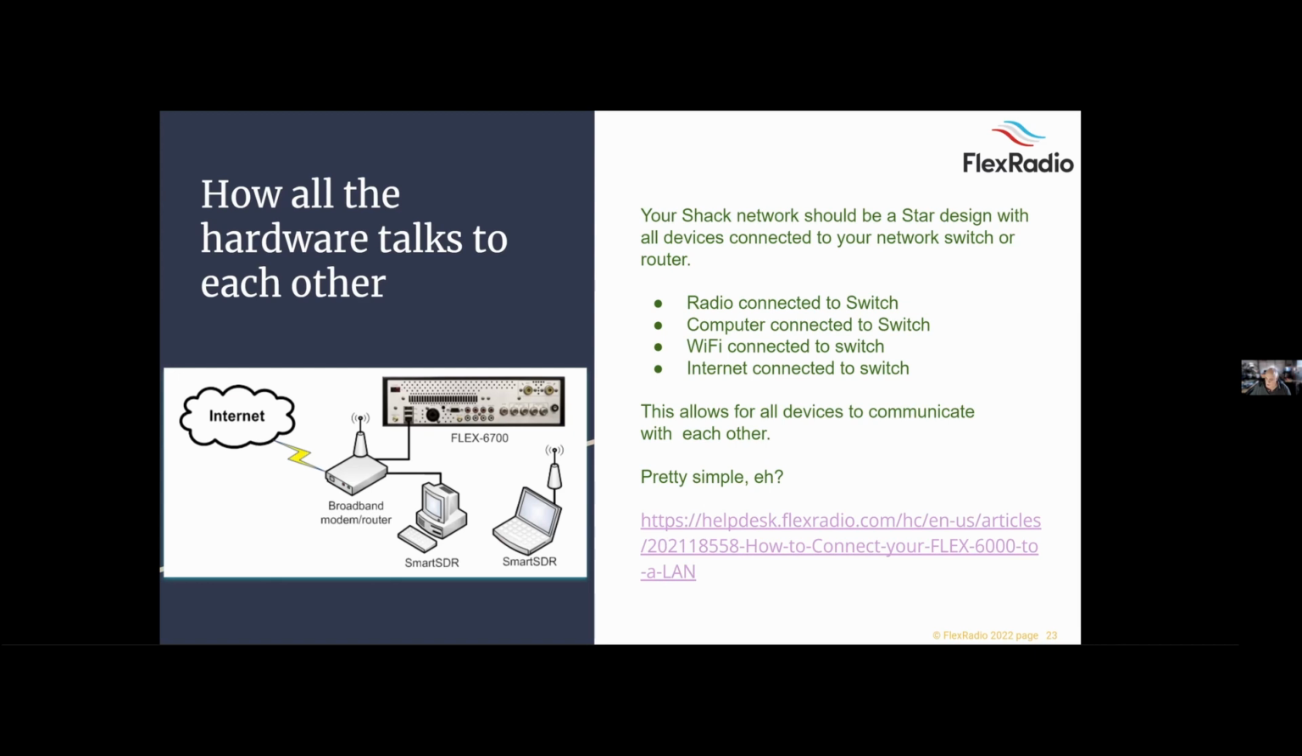So when you build a FlexRadio system, the radio is the central hub of the whole thing, and it's like a star design where the radio is connected to a switch, your computer is connected to the switch, the Wi-Fi could be connected to the switch, your internet is connected to the switch, and this allows all the devices to communicate with each other. You don't need to have any specialized cables to do that.